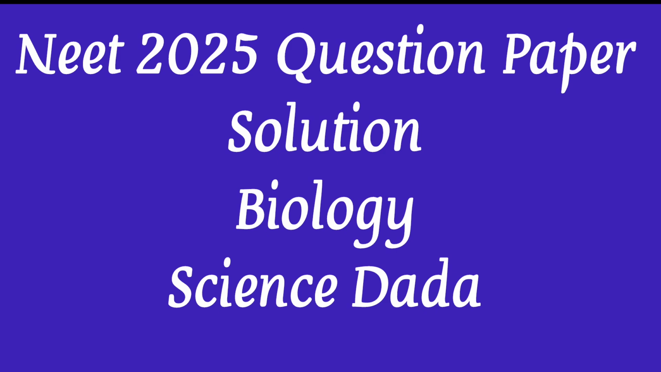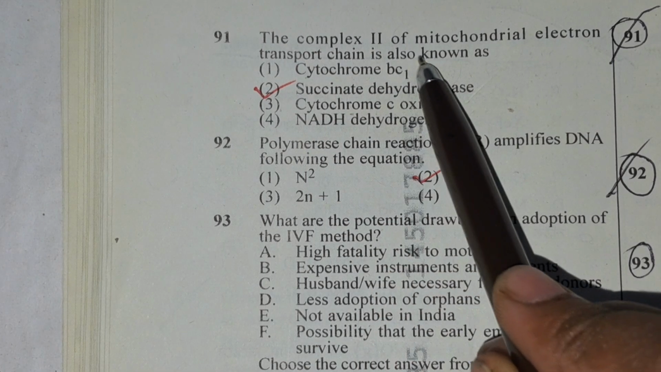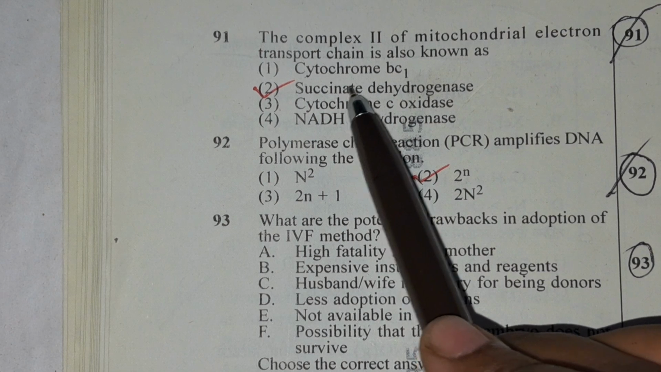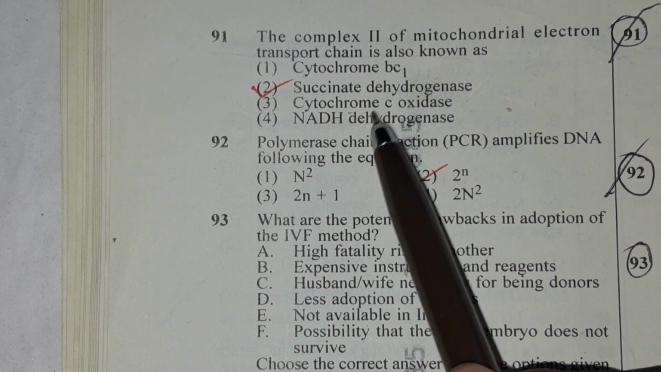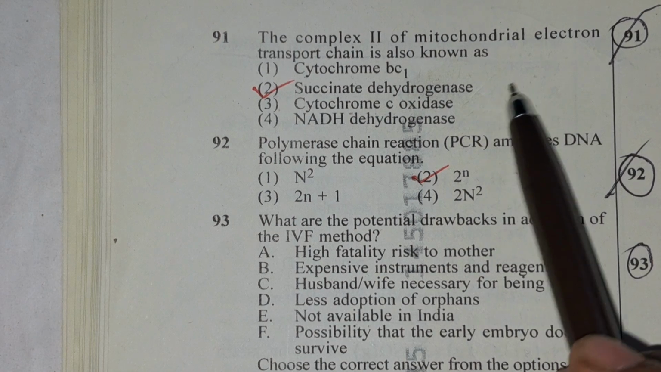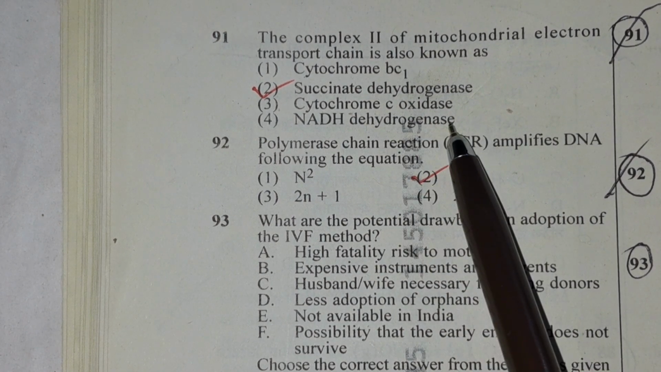NEET 2025 question paper solution. Biology. The complex 2 of the mitochondrial electron transport chain is also known as: Cytochrome BC1, wrong. Succinate dehydrogenase, this is right. Cytochrome C oxidase, wrong. NADH dehydrogenase, wrong.